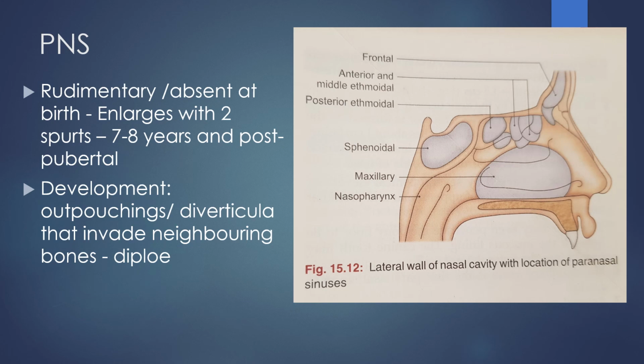These sinuses are rudimentary or absent at birth. They enlarge with 2 spurts, one at 7 to 8 years of age and second one is in the post-pubertal age. They develop as outpouchings or diverticula which invade the neighboring bones. So these neighboring bones are pneumatic bones. They contain these air-filled spaces and these spaces are created at the expense of the diploe.